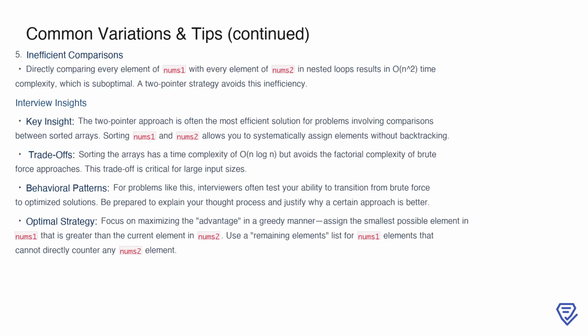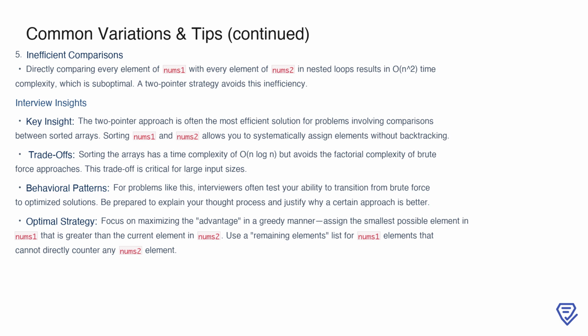Another inefficiency to avoid is comparing every element of nums1 with every element of nums2 in a nested loop. This results in O(n squared) time complexity, which is suboptimal for larger inputs. Instead, a two-pointer strategy is much more efficient. This brings us to an important insight: sorting both nums1 and nums2 enables the systematic assignment of elements without backtracking. This strategy avoids unnecessary comparisons and reduces the problem's complexity.